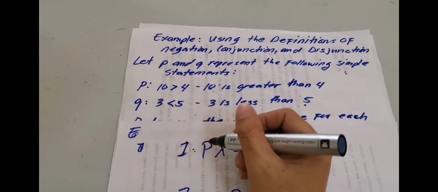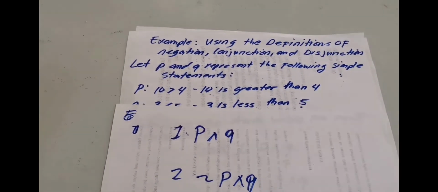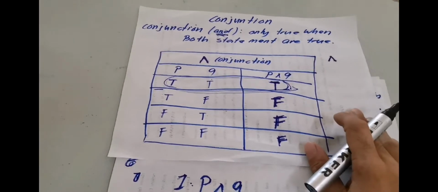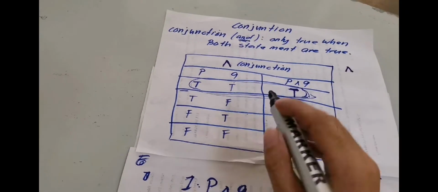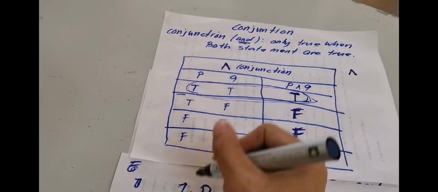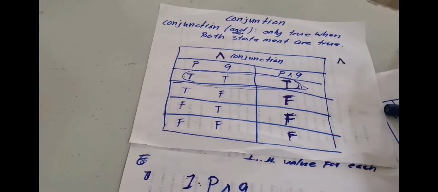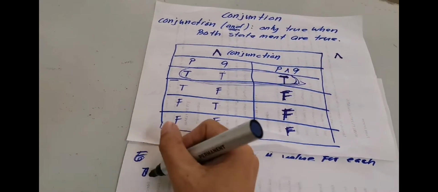Problem number 1 is P and Q. So atong gamiton ang conjunction table. So balik sa conjunction table. Ug atong tanawon ang statement, problem number 1 is statement P is true and statement Q is true. So therefore the problem number 1 is true.